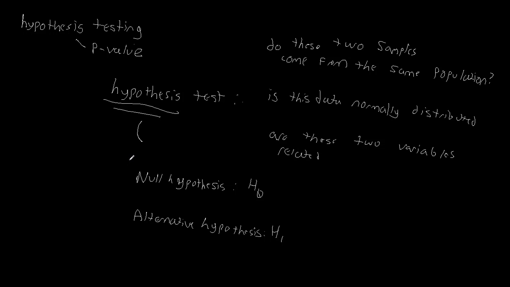So to repeat that again, for every test you run, you need to make sure that you know what the null hypothesis is and what the alternative hypothesis is, so that when you run your test and you get your p-value, you know what you're getting. So with hypothesis testing, you have a null hypothesis, and then you have an alternative hypothesis.